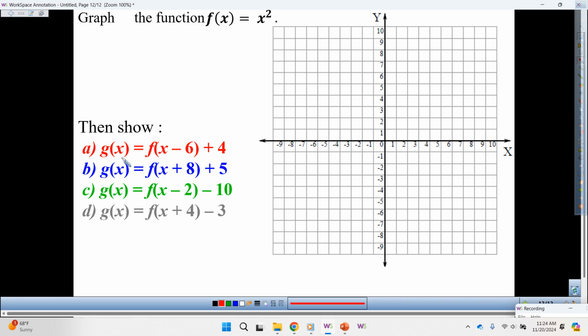Then underneath, I want you to write in red, g of x equals f of x minus 6 plus 4. And then in blue, g of x equals f of x plus 8 plus 5. In green, g of x equals f of x minus 2 plus, and then outside of the parentheses, negative 10. And g of x equals f of x plus 4, and then minus 3.